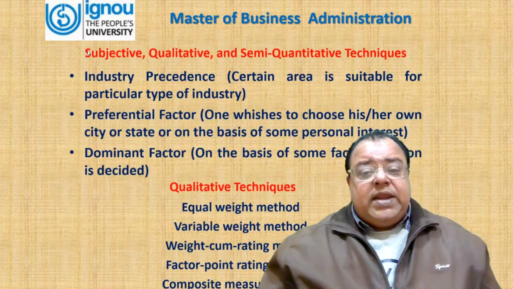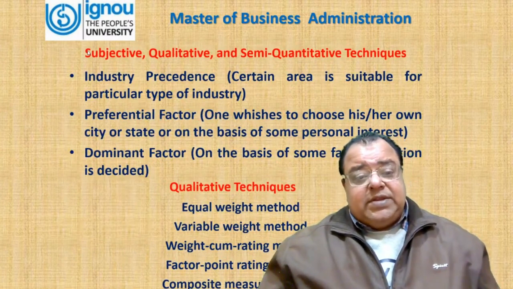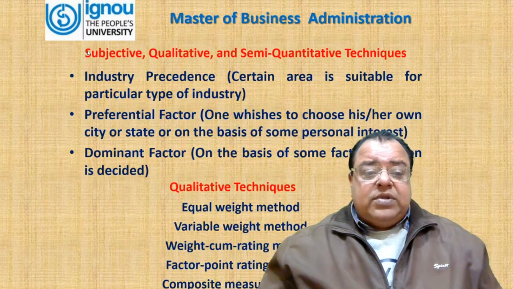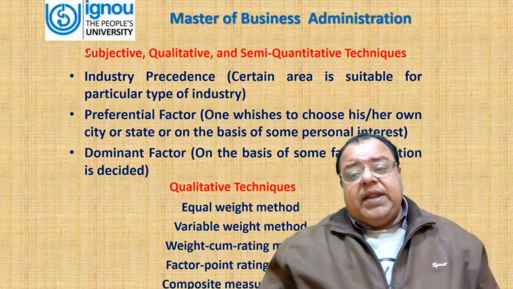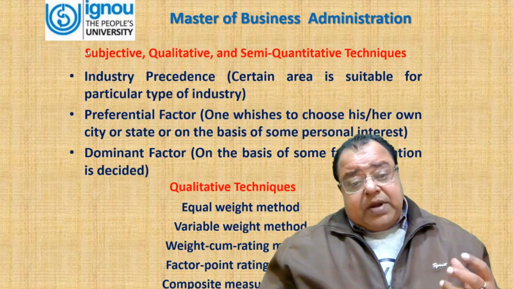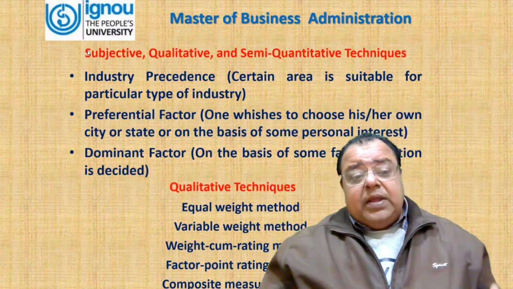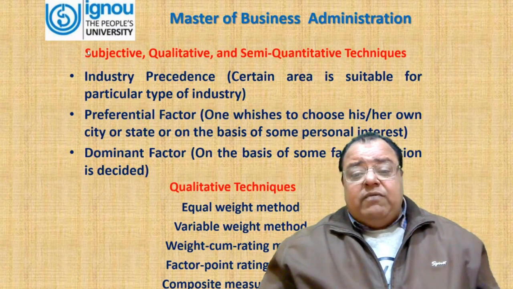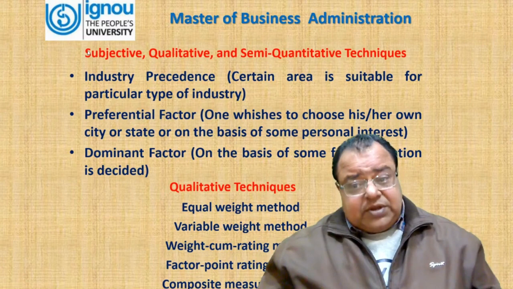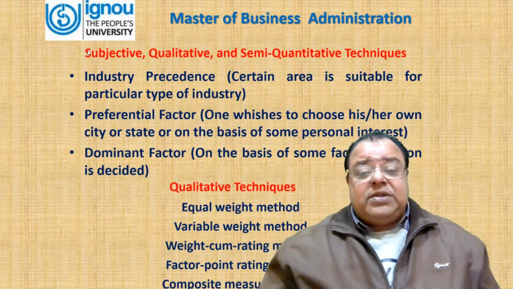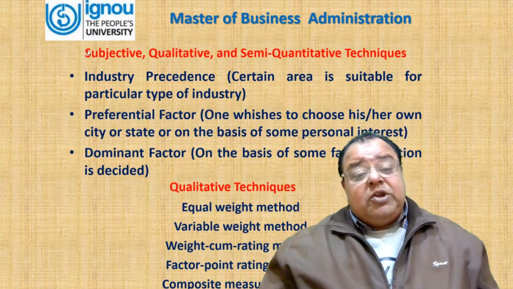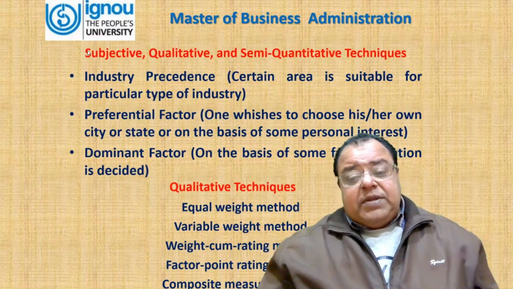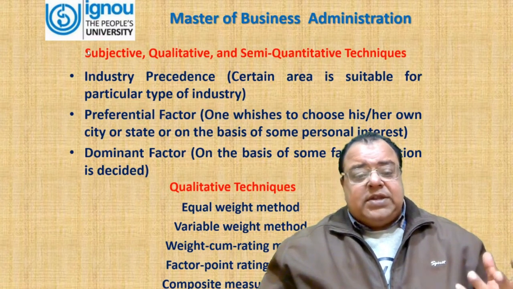Subjective, qualitative, and semi quantitative techniques. First of all, we have to see the industry precedence. Certain area is suitable for particular type of industry. Preferential factor: one wishes to choose his or her own city or state on the basis of some personal interest. Dominant factors: on the basis of some factors, location is decided.